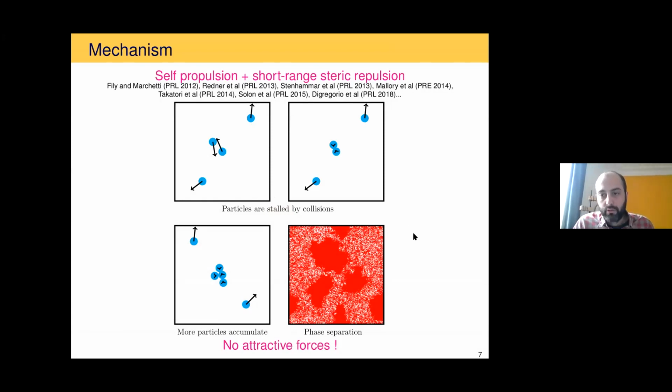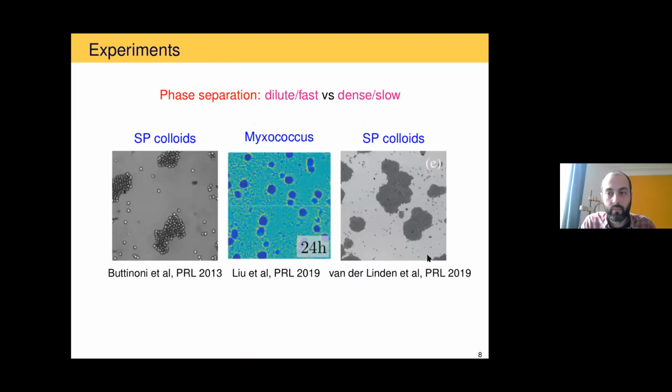So when you look at it, it looks a bit similar to a passive liquid-gas phase separation, but it's really a completely non-equilibrium phenomenon, because here you get phase separation without any attractive force. It's because you have self-propulsion and steric repulsion that you get this phase separation. So you see that the ingredients are rather simple, so you expect to find it in different systems. And it has been observed in several experiments. Here I give some examples.